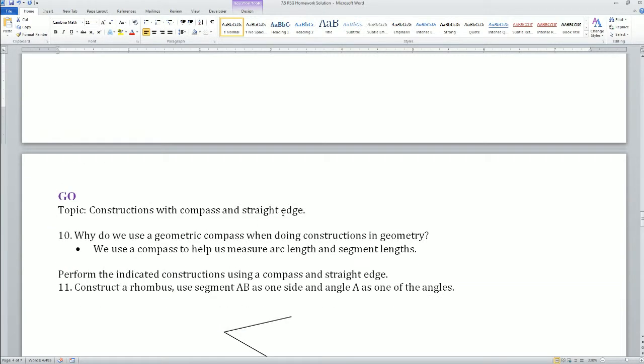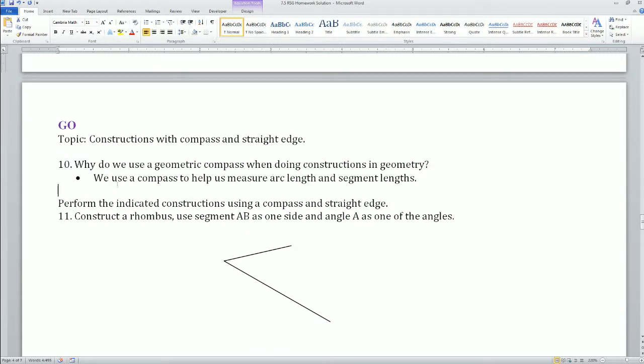Alright, next one. This is some constructions, okay? So the first one. Why do we use a geometric compass when constructing in geometry? The only two things that you can use is a straight edge, which is a ruler, but a straight edge has all the numbers stripped off a ruler, and we have things that make a curve. Those are the most finite geometric objects, which is a line and a curve. From there we needed tools to construct it.